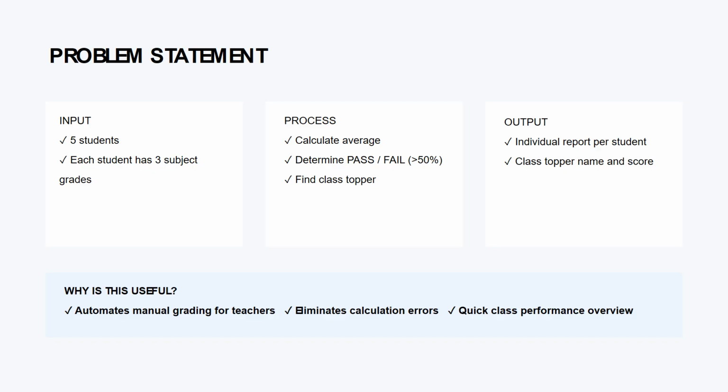So for the output, an individual report for each student showing the average and pass or fail status, plus the class topper name and score. So why is this useful? It is useful because it automates manual grading for teachers, eliminates calculation errors, and provides a quick class performance overview.